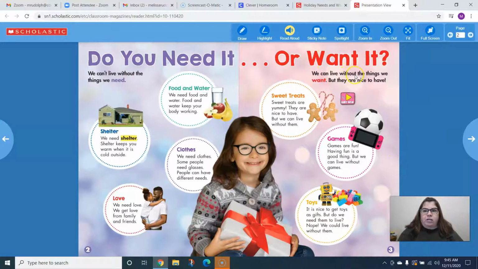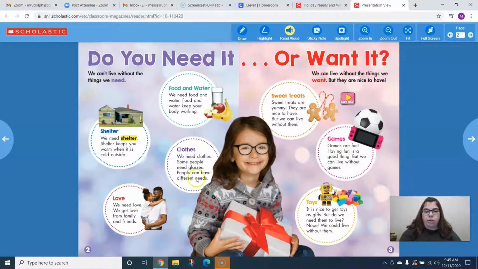We can live without the things we want, but they are nice to have. Remember, they bring us joy. So, for example, sweet treats is something that we might want. They are nice to have, but we can live without them. Games are fun. Having fun is a good thing, but we can live without games. Toys. It's nice to have toys as gifts, but do we need them to live? No way, Jose. We could live without them.